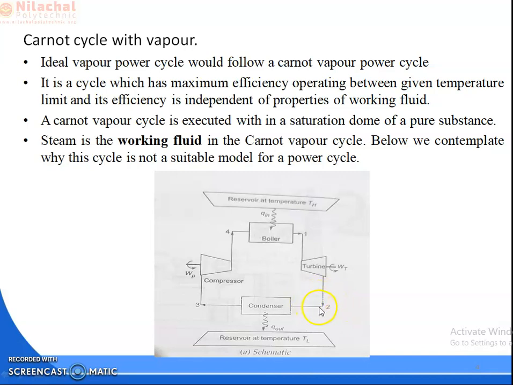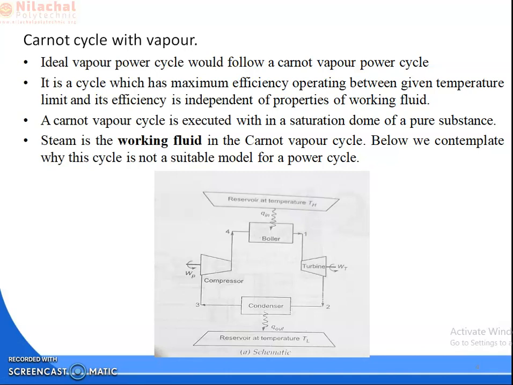This wet saturated steam is sent to the condenser, where the condenser rejects the heat to the reservoir. After losing the heat, the wet saturated steam in the condenser must become liquid. But here in the Carnot cycle, the complete condensation is not there.